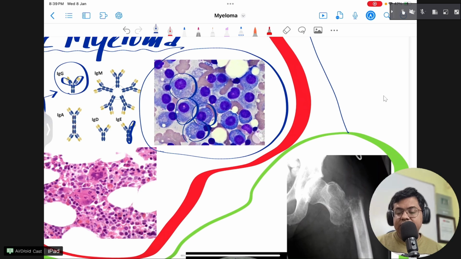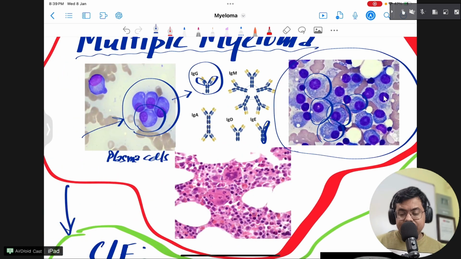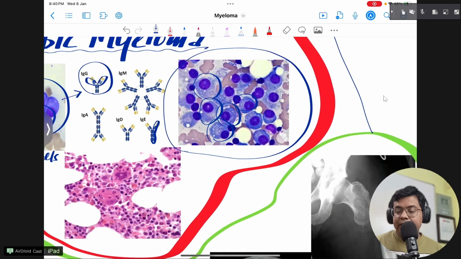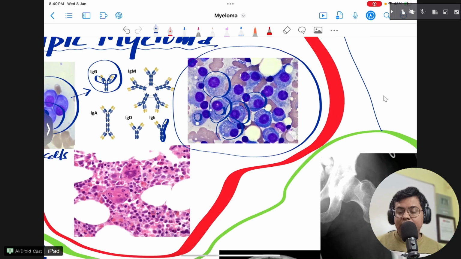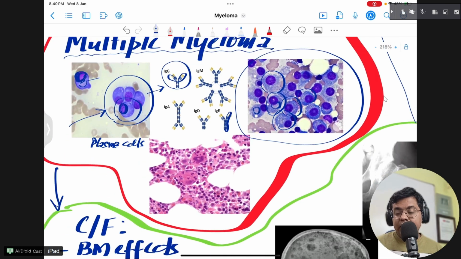How to identify these plasma cells? These plasma cells have eccentrically placed nuclei. That means the nucleus is pushed to one side of the cell, and the cytoplasm is bluish. And also you can appreciate in a few cells that there is a perinuclear halo. That means there is a lighter area of staining in the perinuclear region. Here you can also see the presence of a perinuclear halo.